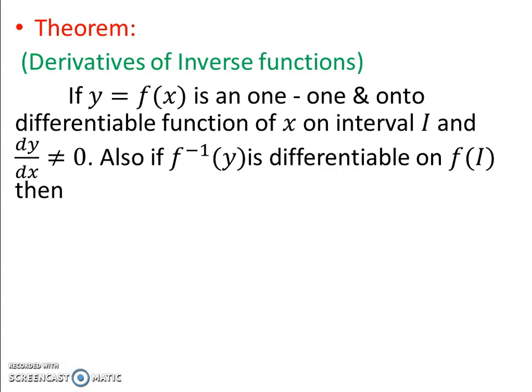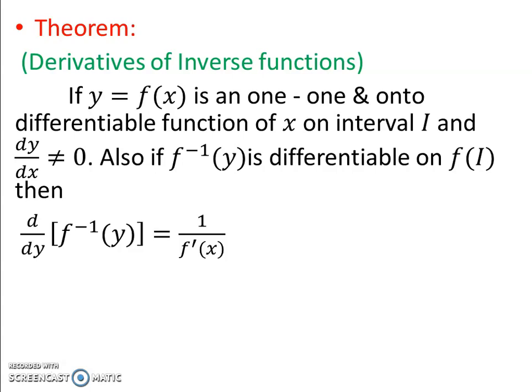If y equal to f of x is a 1-1 and onto differentiable function of x on interval I, as we want the inverse function, the inverse of a function exists only if it is 1-1 and onto. Hence y equal to f of x we consider as a 1-1 and onto differentiable function of x on interval I, such that dy by dx not equal to 0. Also, x equal to f inverse y is differentiable on f of y. So the inverse function is also differentiable.